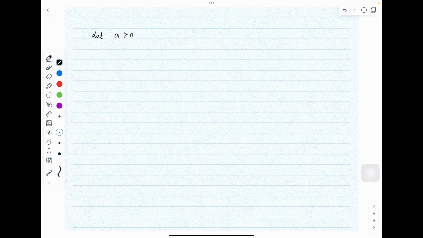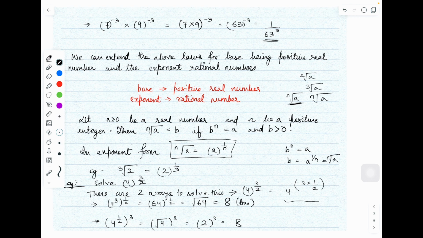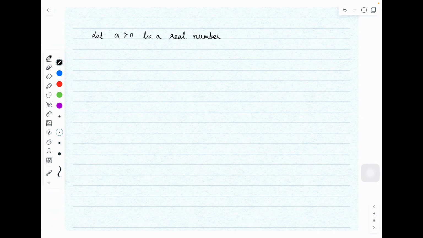Let a greater than 0 be a real number. Here also we need a positive real number. Here we are taking n as a positive integer. But now what we saw? This is the nth root. From the nth root it was 1 by n. So we solved this 4 to the power 3 by 2 also. So from there, what we saw?